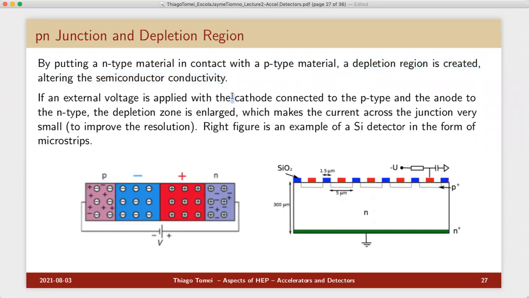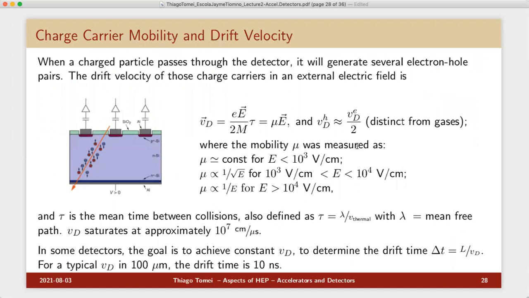You connect the cathode to the P-type, the anode to the N-type, and this makes the depletion zone larger. And the current across the junction becomes very, very small. And then there is no signal. And that's the situation that we want. Because then, in slide 28, when a charged particle actually goes through the detector, and now the depletion region is big, it will go through, it will generate a lot of electron-hole pairs, and then they'll drift, and then we'll get a signal.